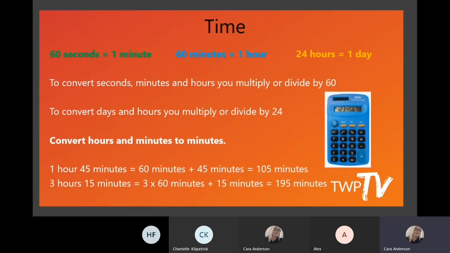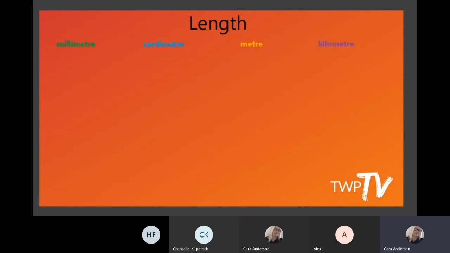Okay, so moving on to length. Length is probably the hardest one in terms of the amount that you need to remember, but hopefully it should be the most relatable, in terms of your job role and what you do. You would have covered it loads at school.